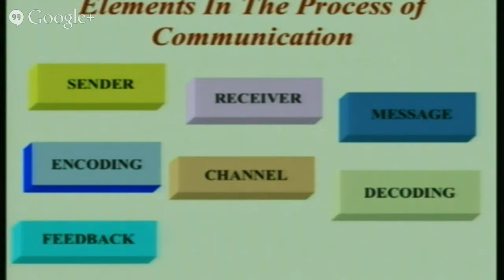So the receiver decodes the message, and there is the element of feedback. Communication is a two-way process. It cannot be a one-way process. Unless and until you receive feedback from your audience, you cannot decide the next subsequent message you would like to transmit to the receiver, because your next message is based upon the feedback you receive from the receiver.